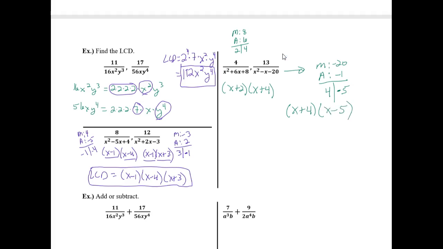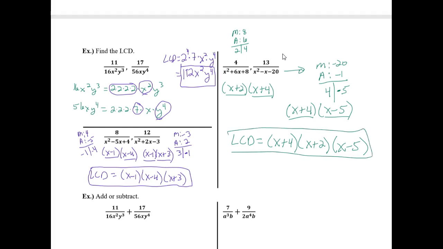Remember, I can only go straight into those factors if the leading coefficient is 1. Alright, so now I can make my LCD, least common denominator. They both have 1 x plus 4, so I only need 1 in my least common denominator. Then I will also have to have an x plus 2 and an x minus 5. And there is my LCD for those two rational expressions.